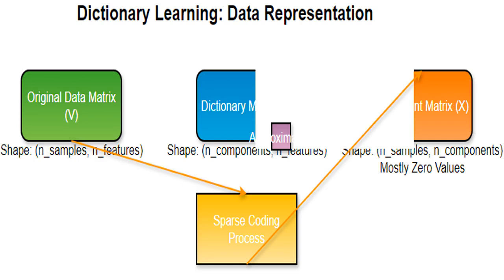This is the core equation. I am approximating the original data V using the dictionary D and the coefficients X. The approximately equals symbol means approximately equal to, because dictionary learning is not perfect. It's an approximation, not an exact match. Think of it like trying to rebuild a Lego castle from a set of partially mixed up blocks. I can get pretty close, but never perfectly match the original without a lot more work.